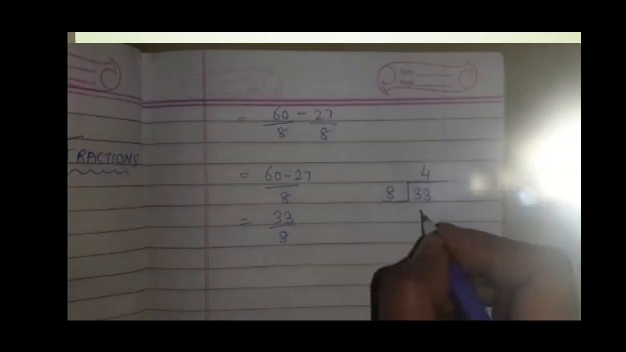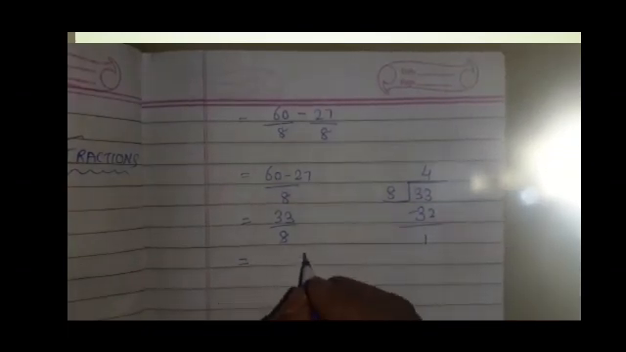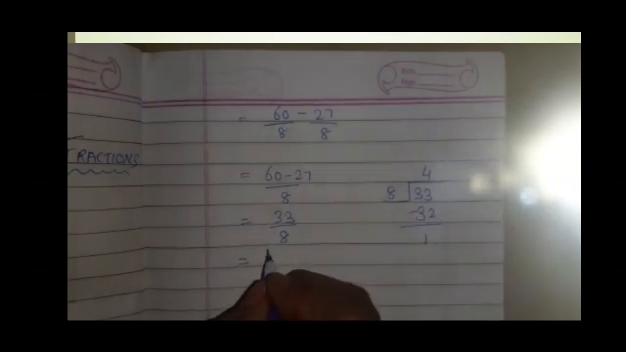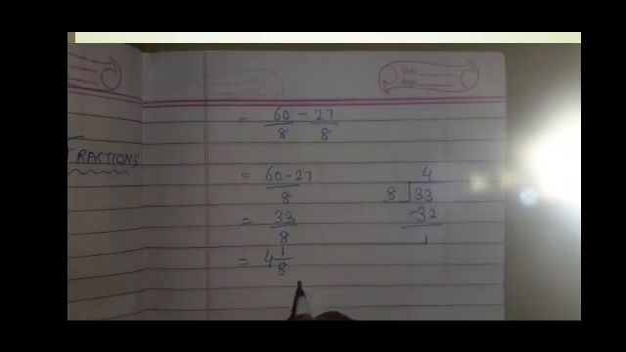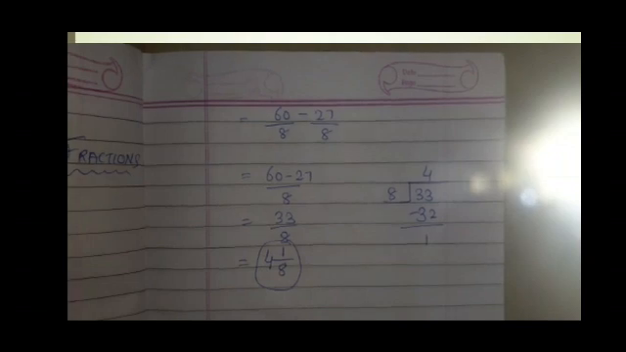So you have to divide in the rough page. 8 and 33. Now 8 fours are 32. Remainder 1. So your mixed fraction will be: the quotient will come here, the remainder here and the divisor here. So you got the answer 4 1 by 8 in both the methods.